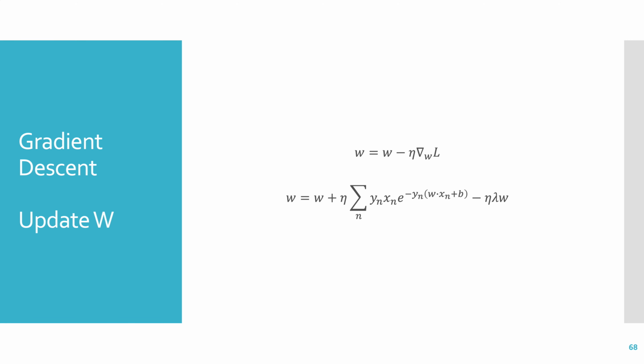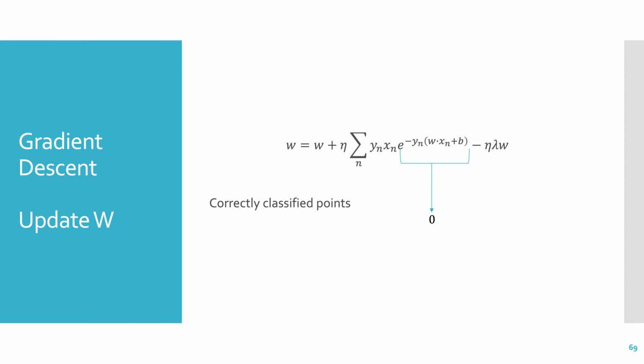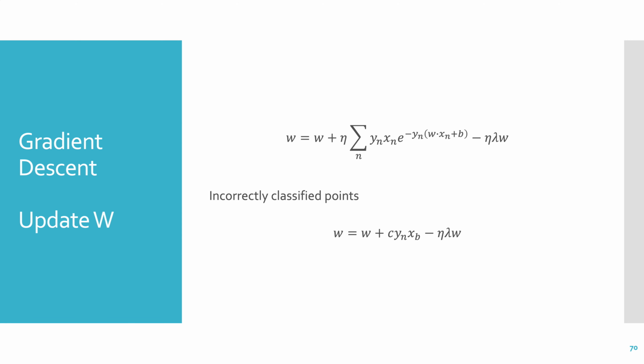For correctly classified points, this term heads towards 0, and w is simply updated using the regularization term to make w small. For incorrectly classified points, the update ends up being w equals w plus cyx minus eta lambda w, which without the regularization term looks like the perceptron update. What is c? It's small if the points are close to being correct, and large if the points are far away from being correct.